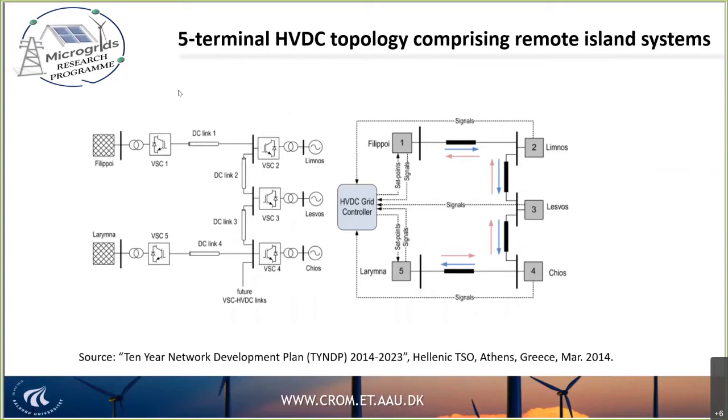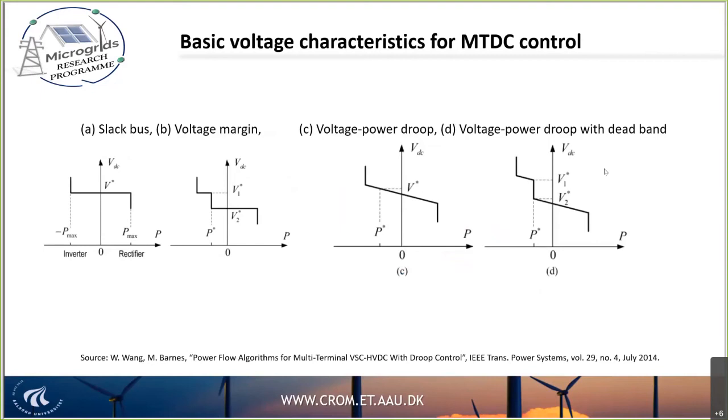It's a 5-terminal HVDC topology. I think it's very attractive because here you can see, for instance, a couple of grid connections through HVDC. And then here you have 3 generators also coming with this DC link. And finally, you have the HVDC grid controller. As you can imagine, inside these boxes, what we have is Droop controllers. Very similar to what we have in DC microgrids.